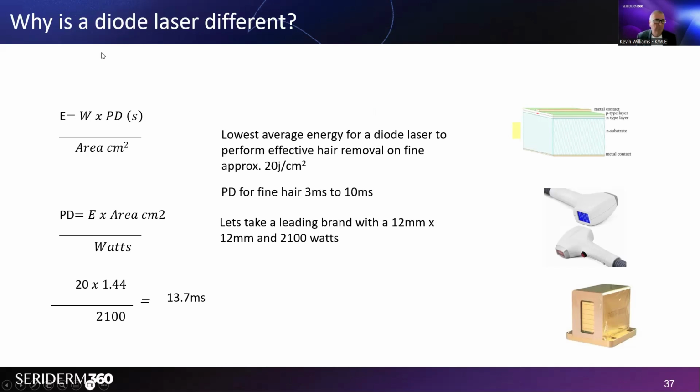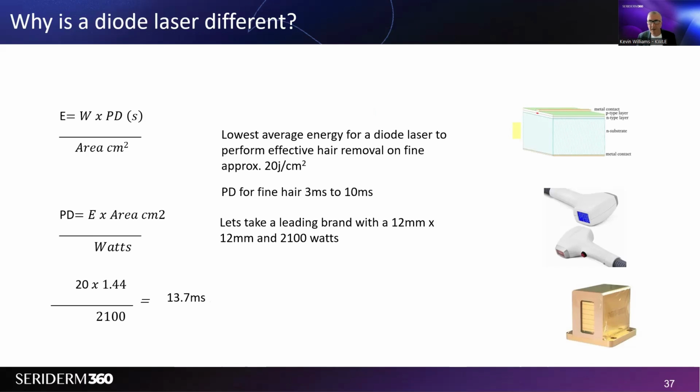Okay, but certainly much less than 10 milliseconds. Okay, so we know that energy is wattage times pulse duration divided by area. So if I want to work out a pulse duration, that would be my energy times the area divided by the wattage. So if I take the world's leading diode laser, which is a 12 by 12 and 2,100 watts, okay, then my energy I know I want is 20. My spot size is 1.44 centimeter, and the wattage is 2,100. What that will tell me is that to create that 20, I need a pulse duration of 13.7 milliseconds. Therein lies the problem with diode lasers.